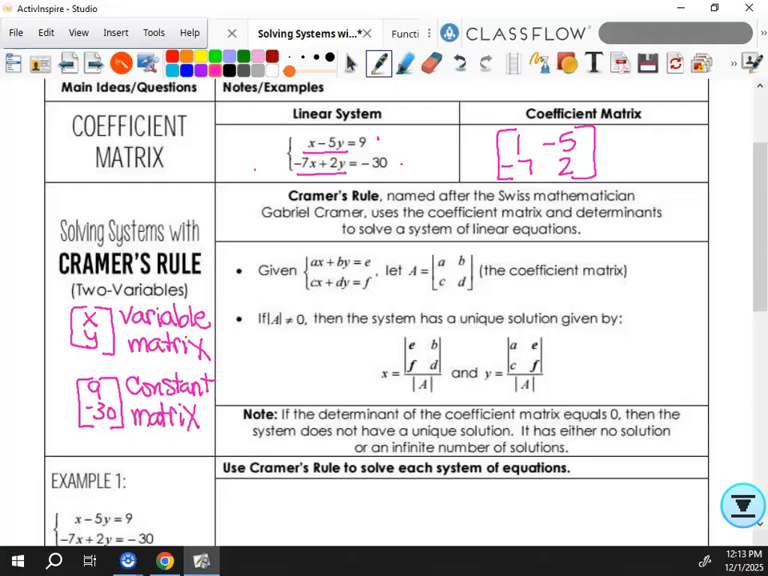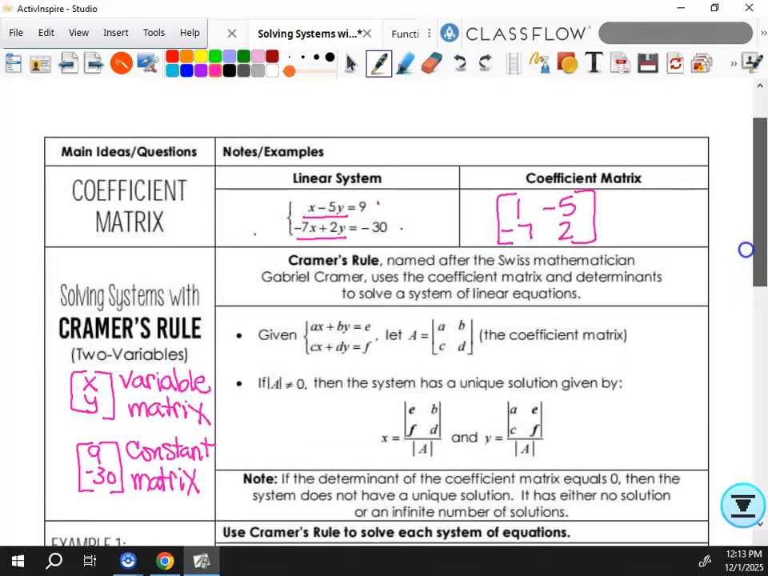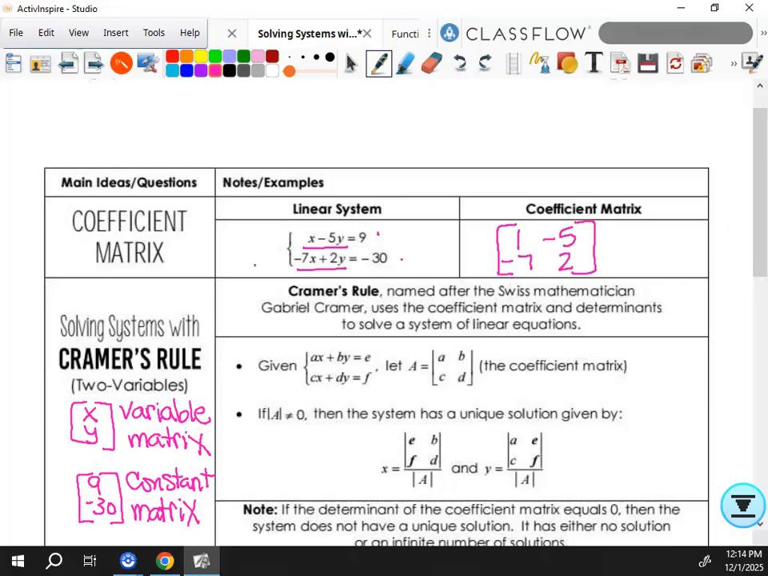So if I want you to see how this works, let me scroll just a little bit here. If I take my coefficient matrix, which is 1, -5, -7, 2, and I multiply it by my variable matrix, x, y, then that is going to equal my constant matrix, which is 9, -30. Now we're not actually going to multiply anything like this. I just want you to see how these all relate together.